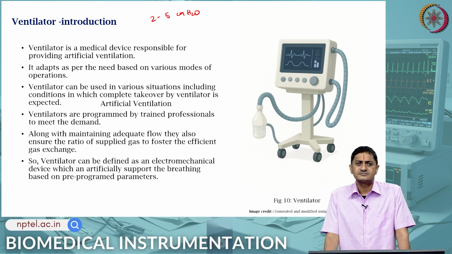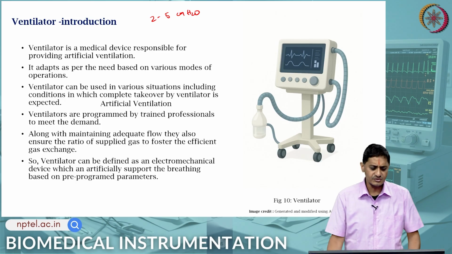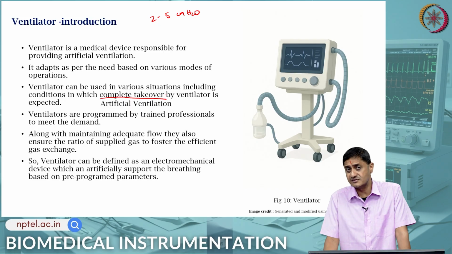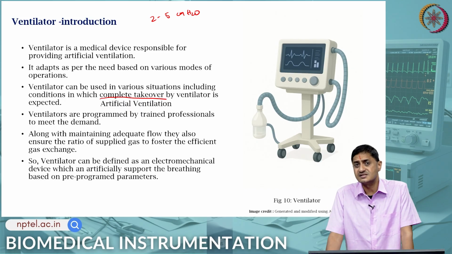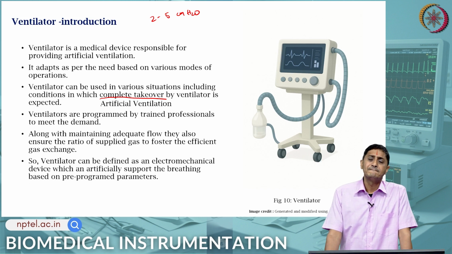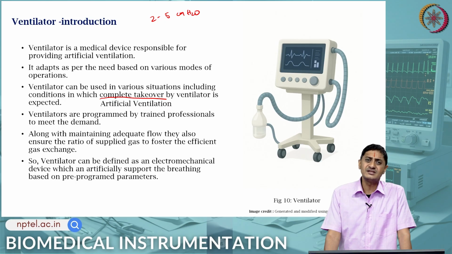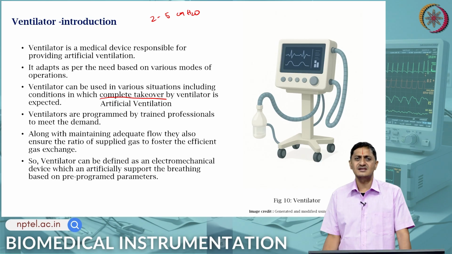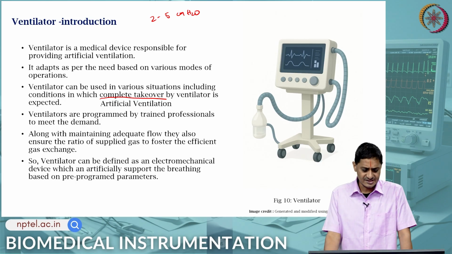So, a ventilator is used in various conditions, including when there is a need for complete takeover by the ventilator. Now, that is a situation in which, for example, we discussed the general anesthesia case, when complete takeover by the ventilator is required. But then there are also cases where the patient is able to breathe but not able to breathe well. In that case, there is a need for partial support and assist type of ventilation. We will discuss all these cases in good detail in future slides and future videos.